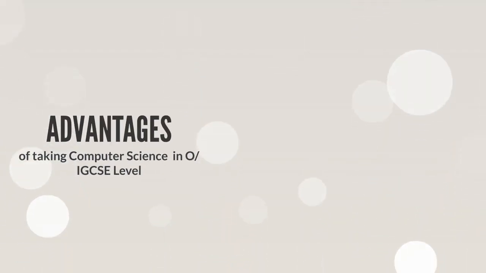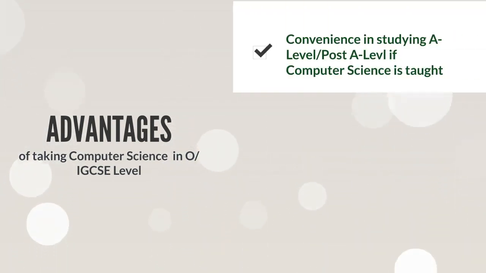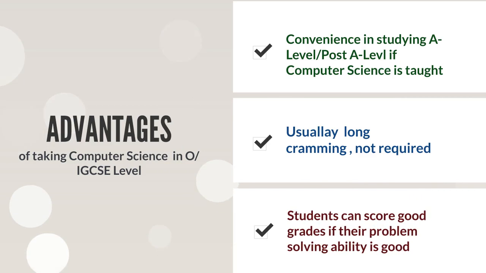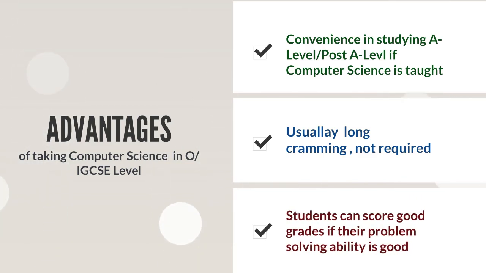Advantages of taking computer science in O or IGCSE level. Number 1, convenience in studying A-level and post-A-level if computer science subject is taught. Number 2, usual A-long cramming is not required. Number 3, students can score very good grades if their problem-solving ability is good.